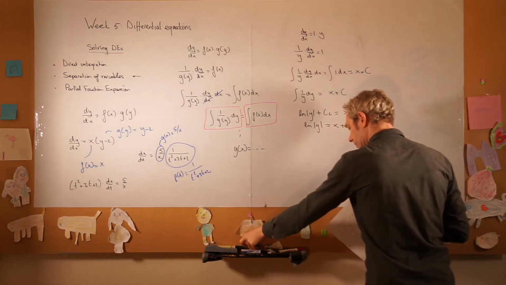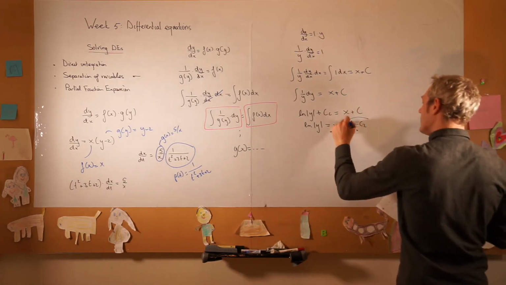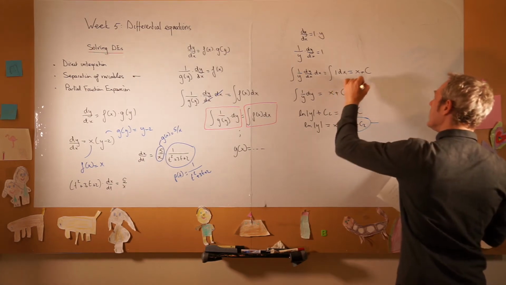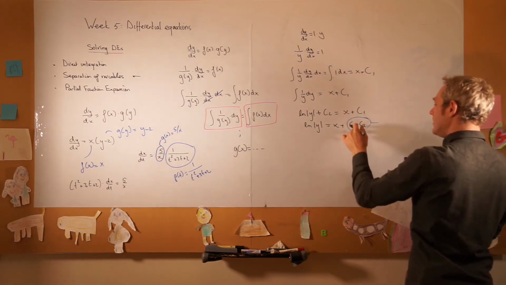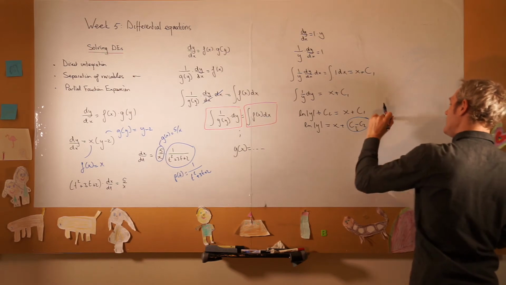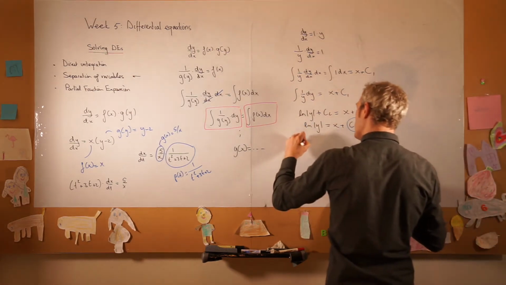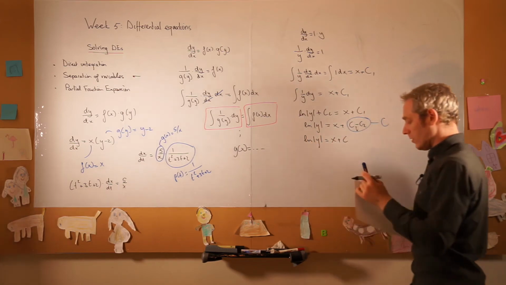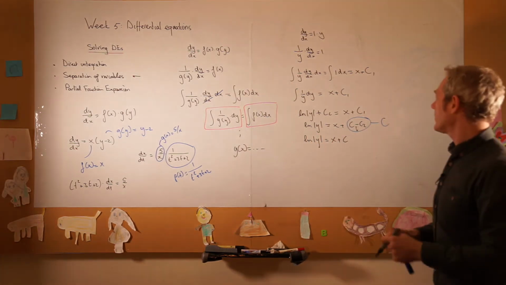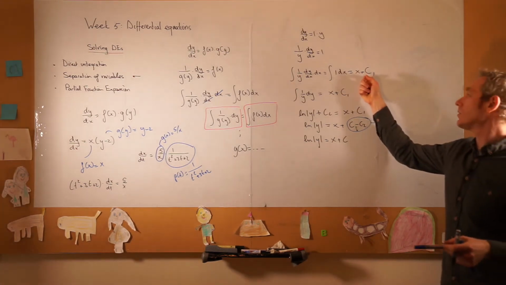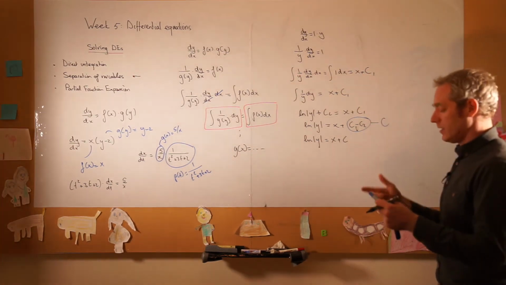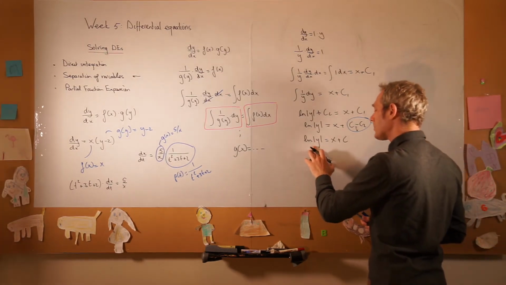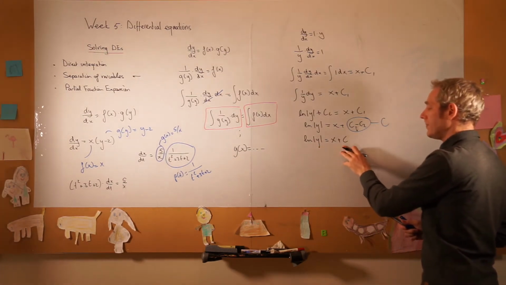let's go for blue, that together I would simply call, well, if this was c1, then this together I would call c, and I'd still end up with just one integration constant. So to make life a bit easier, you only have to deal with the integration constant on one of the sides, and it's easier to pick the right hand side. So we end up with ln of the absolute value of y is equal to x plus c.